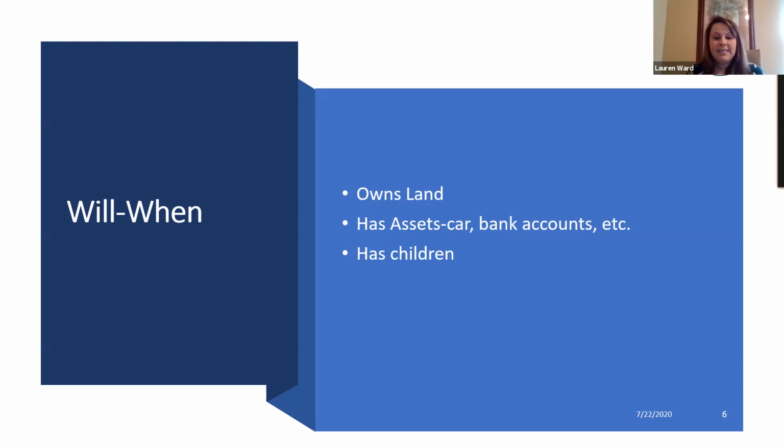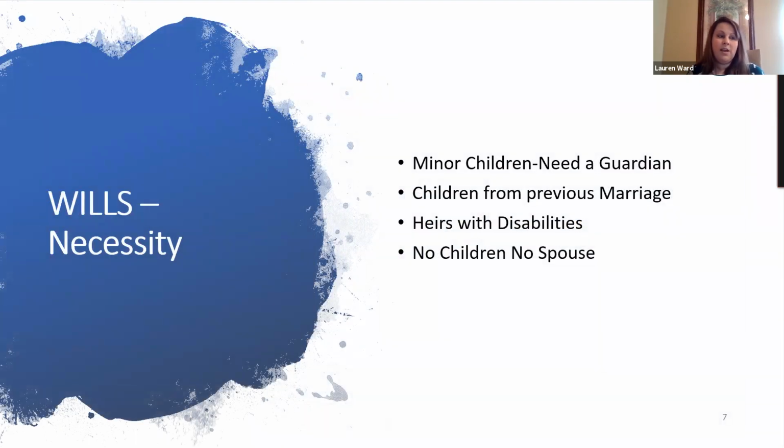So you may be 18 or you could be 45 before you think to have a will, but it doesn't matter. You need a will whenever one of these situations occurs. I think the times when you need a will is just a necessity that I believe you need to have one for sure in these situations. Minor children, you want to have that guardian appointed.